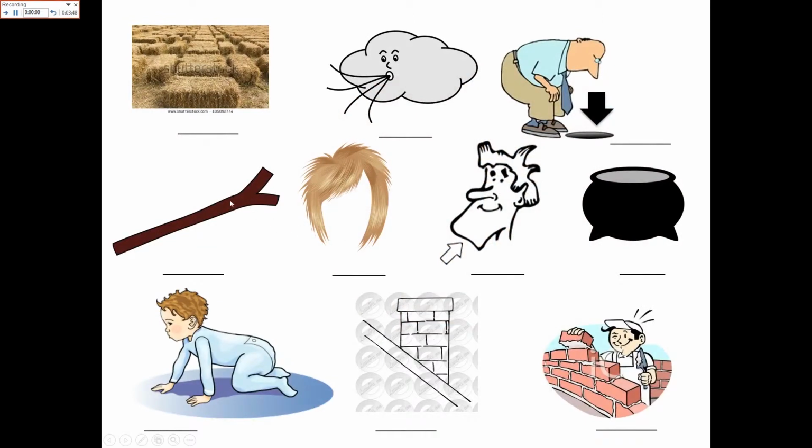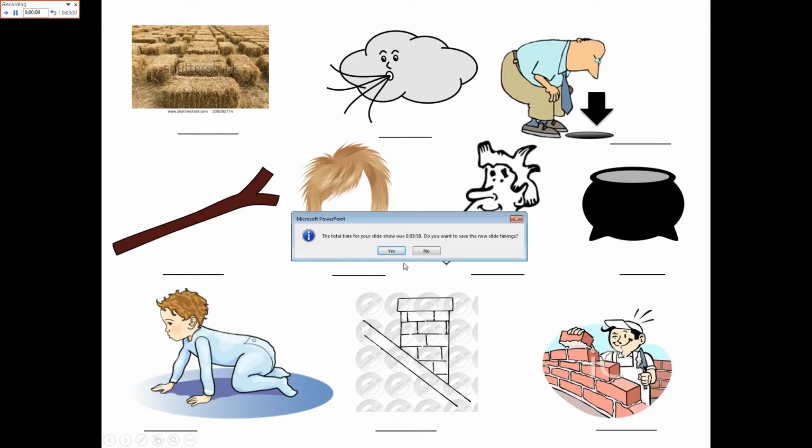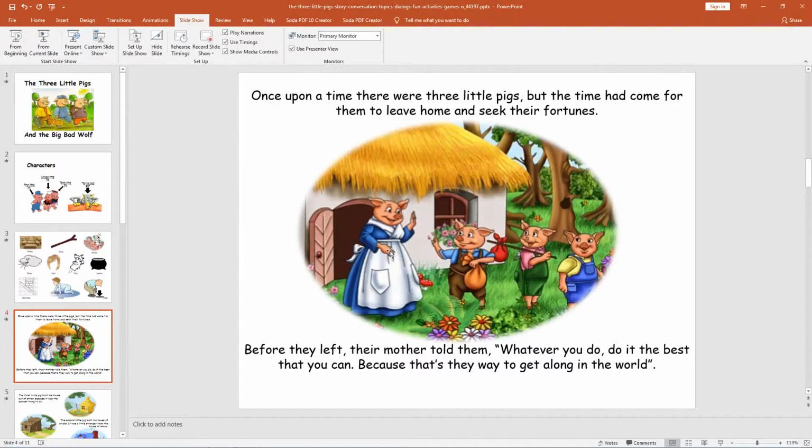And there we go. So we're back to... Oh, sorry. Tell a lie, we're not. This is an extra slide where it's got these jumbled up without the words in. So we get to the end. It says the total time for your slideshow was 3 minutes 58 seconds. Do you want to save the new slide timings? If you're happy with them, you're going to say yes. So that has saved the slide timings now.